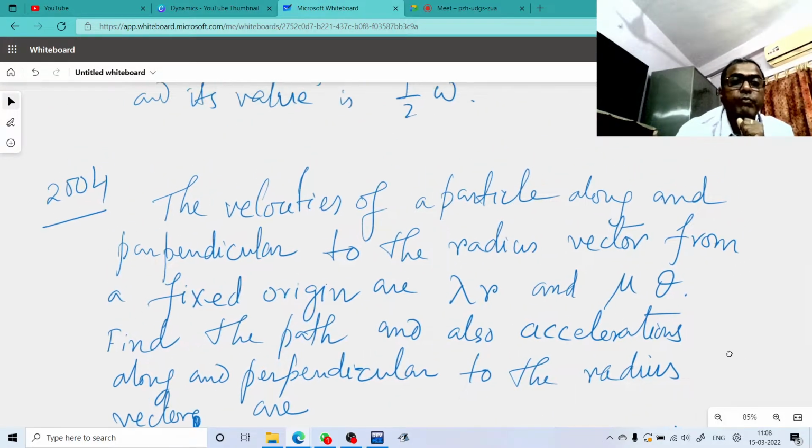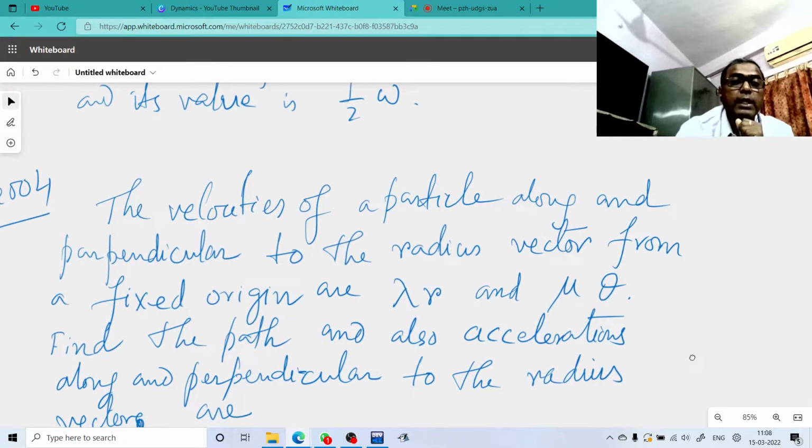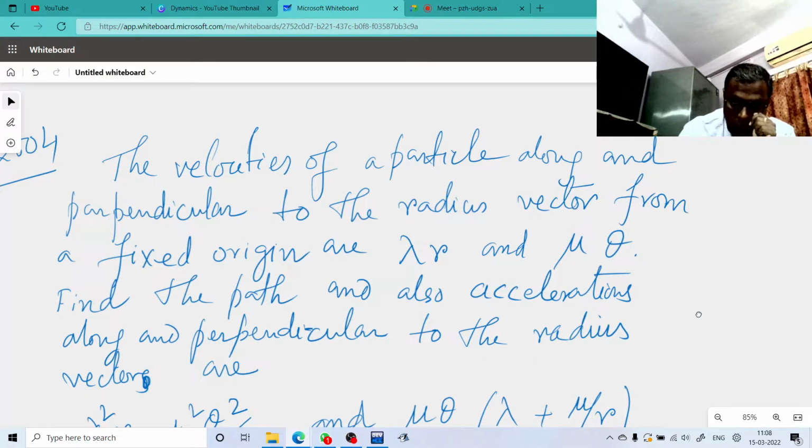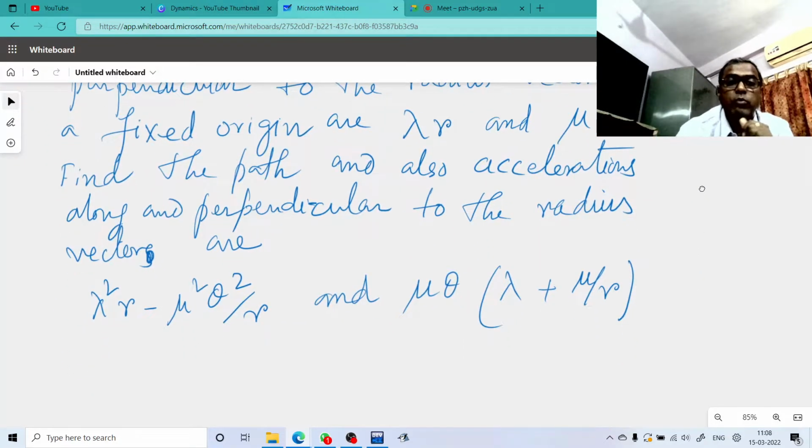So this is the problem. Velocities of a particle along and perpendicular to the radius vector from a fixed origin O are λr and μθ. So λr is the radial velocity and μθ is the cross radial velocity. It is given. Find the path, so we have to find the relation between r and θ, and also the acceleration along and perpendicular to the radius vector. That means radial acceleration and cross radial acceleration. We have to find this.